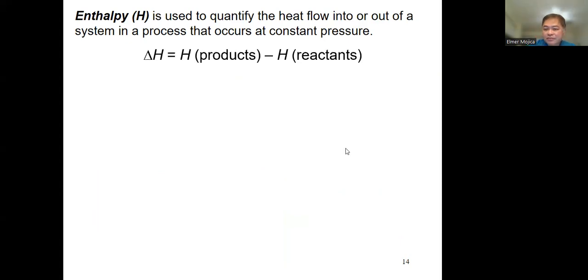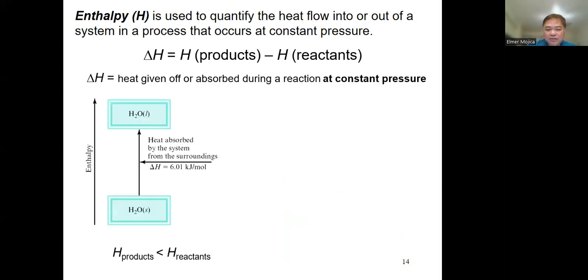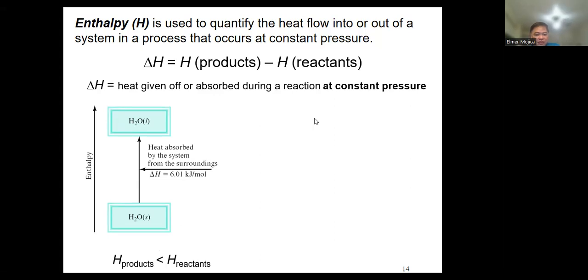Enthalpy is used to quantify the heat flow into or out of a system in a process that occurs at constant pressure, and your enthalpy is your delta H. So what do you need to know here? A delta H that is positive means it's endothermic. A delta H that is negative means it is exothermic. That's the enthalpy and the first law of thermodynamics.